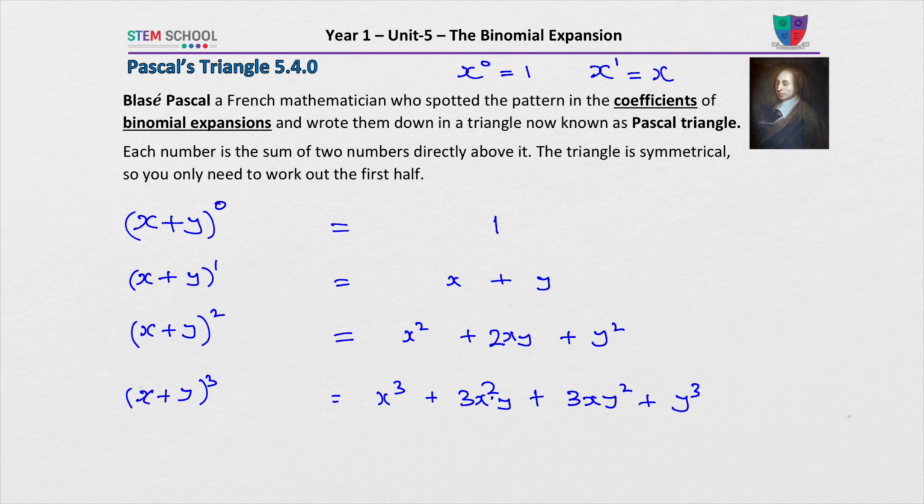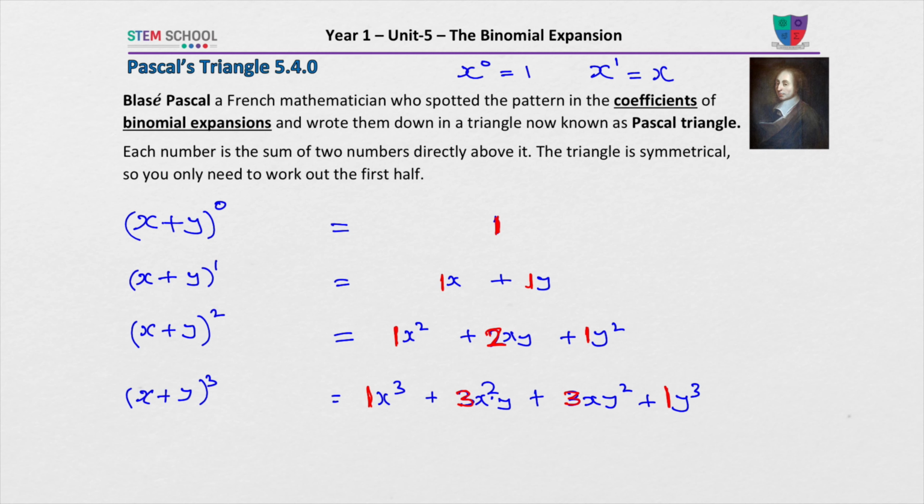The coefficient of the expansion for the first one is 1. And the coefficients of the second one are 1 for x and 1 for y. A coefficient is the number in front of the variable. So the x squared coefficient is 1, the xy coefficient is 2, and the y squared coefficient is 1. The x cubed coefficient is 1, the x squared y coefficient is 3, the xy squared coefficient is 3, and the coefficient of y cubed is 1.